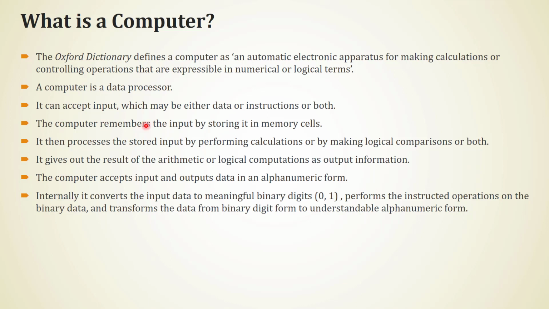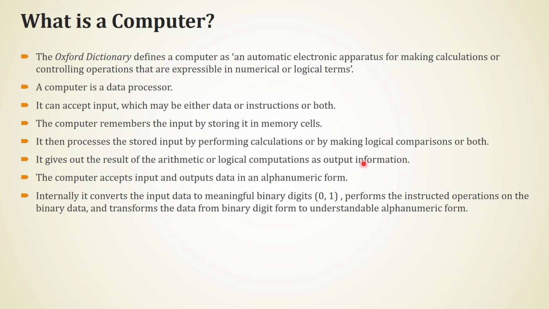The computer remembers the input by storing it in memory cells. So the input given to the computer will be stored in memory. So computer has the capacity to remember things with the help of those memory cells. It can process the stored input by performing calculations or by making logical comparisons or both. It gives out the result of arithmetic or logical computations as output information.